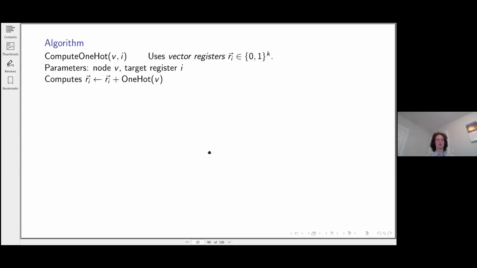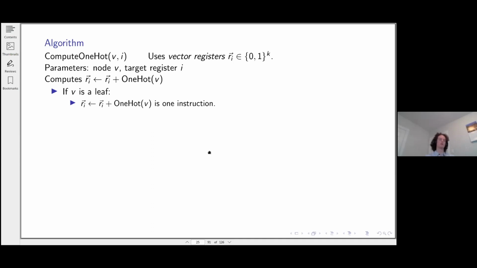So let's see how we can make an algorithm to do this all in parallel. I'm going to call this compute one-hot, and it's going to use vector registers where each register uses k bits. The parameters of our algorithm will be a node v and some target register I, and the goal is to add the one-hot encoding of v to the vector register I. Effectively, that means we just want to update a single bit of the register I, where the index of the bit depends on the value of v. So let's see how to implement this.